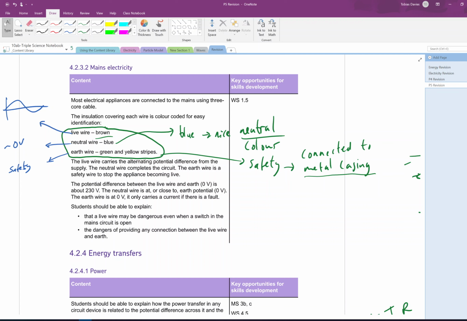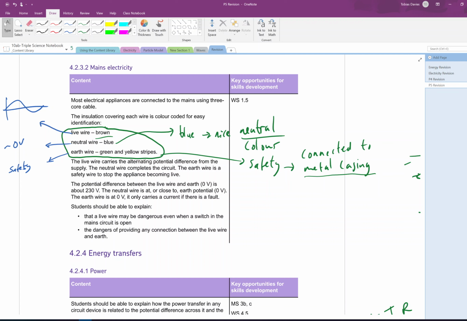Now we've got, obviously, the safety of sockets having a switch, but a live wire may be dangerous even when a switch in the main circuit is open, just because you might use your own body as a short circuit switch. So if you were to touch a live wire, you might get yourself a nice little electric shock because you're providing some sort of complete circuit.